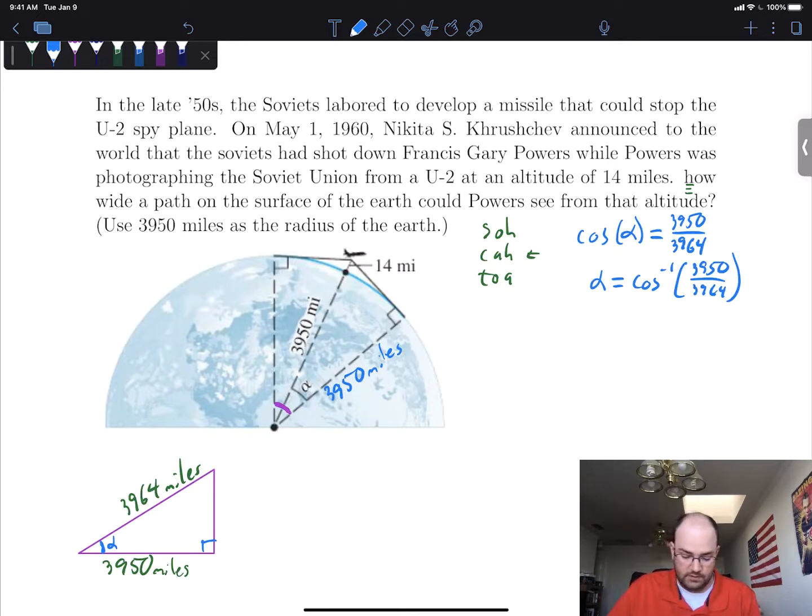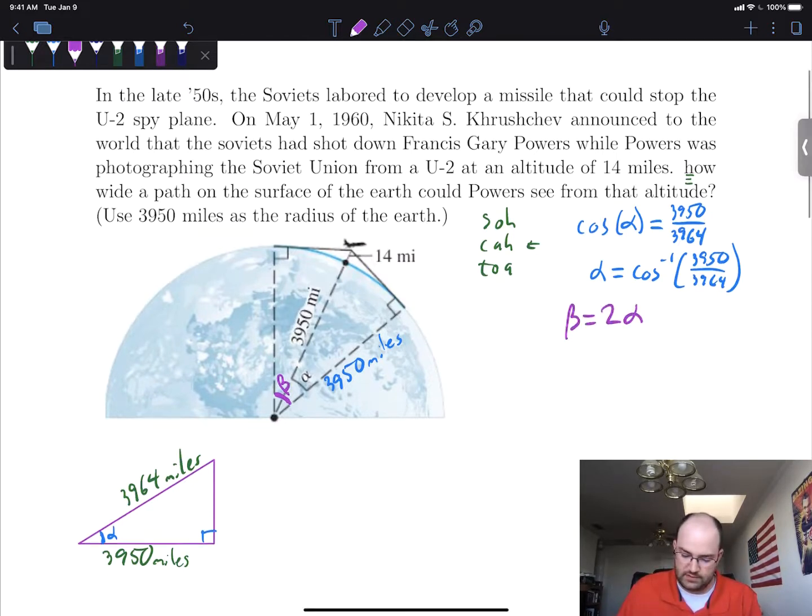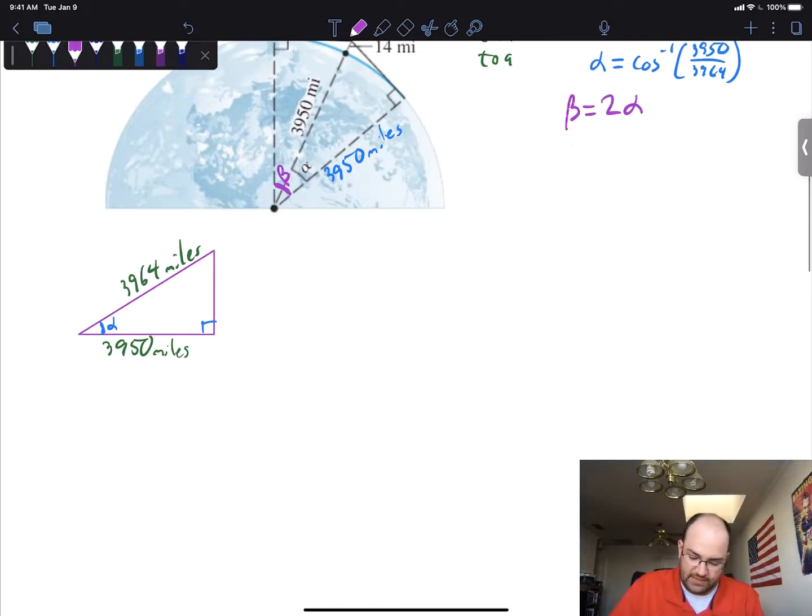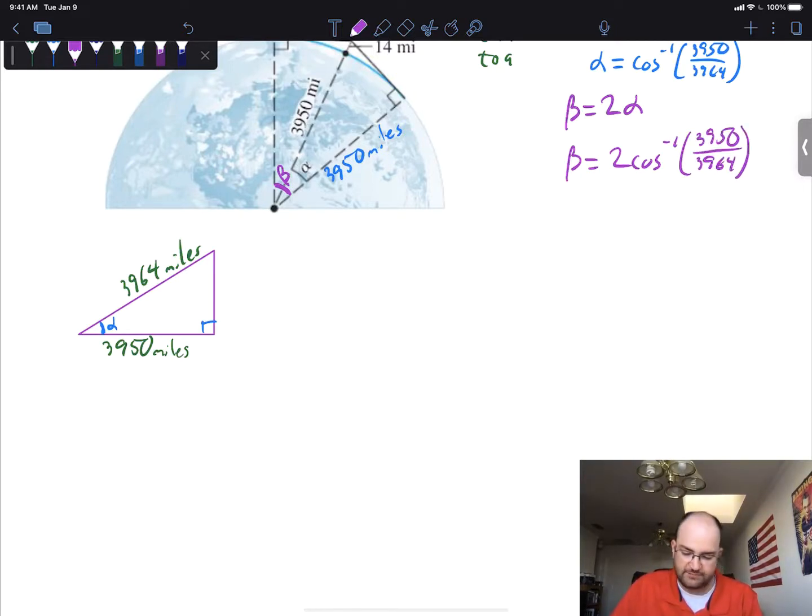Now, I want to know what was this, and I'm going to call this beta. Notice that beta equals 2 alpha. Now, as a result, that means that beta would be 2 times the inverse cosine of 3950 over 3964.